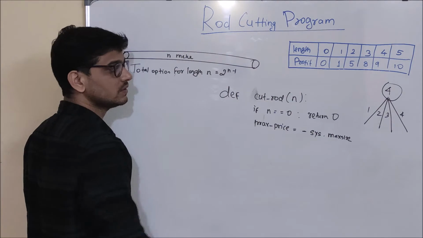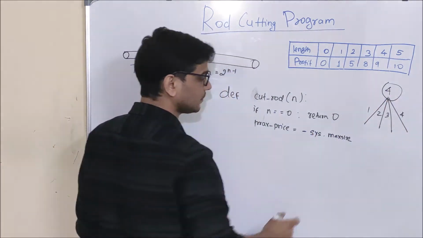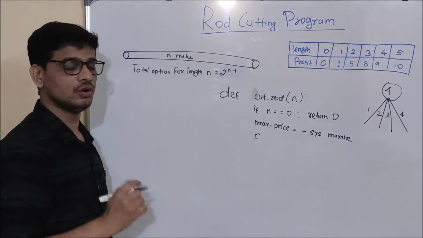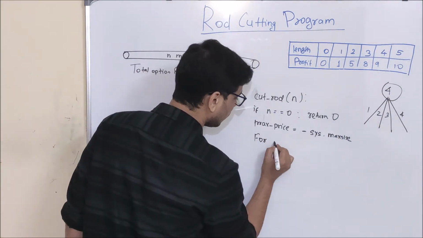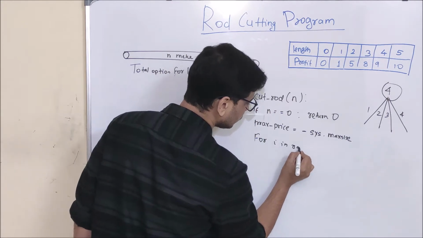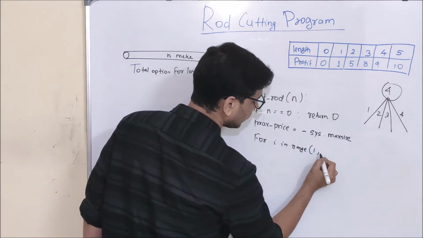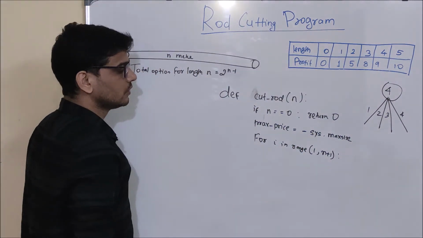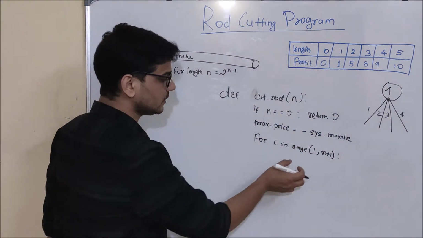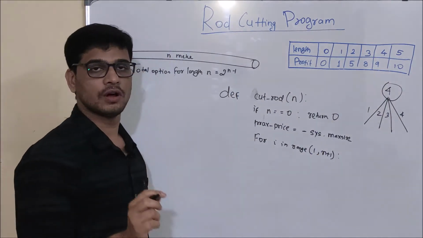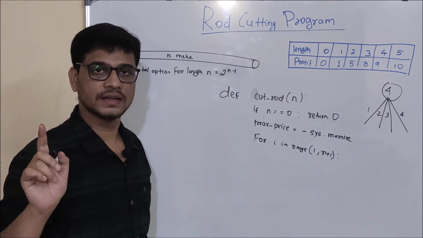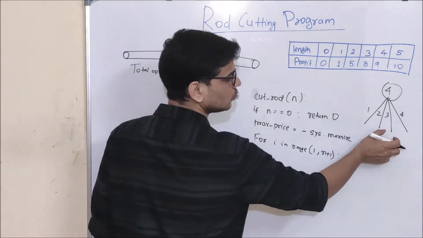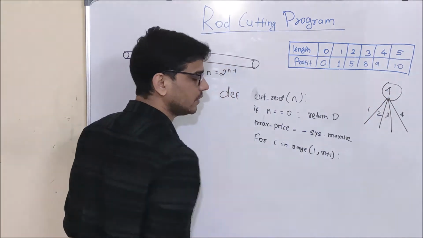What I am going to do now is give it the cuts, and for giving cuts I am going to use a for loop. For i in range 1 to n plus 1. Suppose n is equal to 4, then this for loop will run from 1 to n plus 1, that is 5, so for i equal to 1, 2, 3, 4, that is a 1 meter cut, 2 meter cut, 3 meter cut and 4 meter cut.